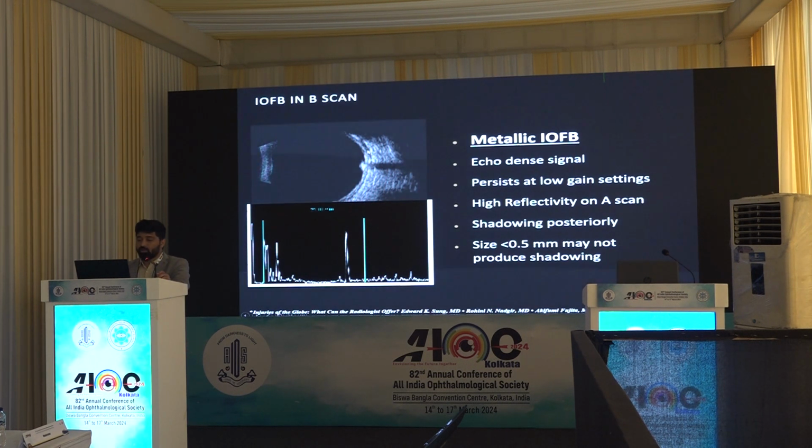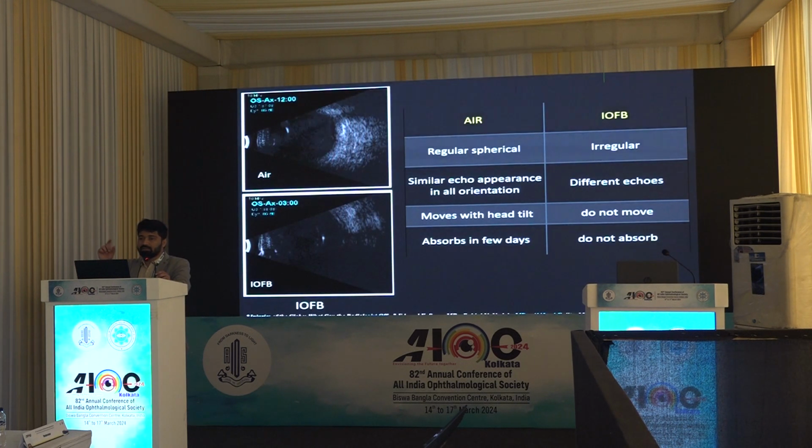So it persists at low gain, with high reflectivity on A scan and shadowing posteriorly. A size less than 0.5 millimeter may not produce shadowing. So sometimes in case of open globe injury, the associated air bubble can get confused with the IOFB.